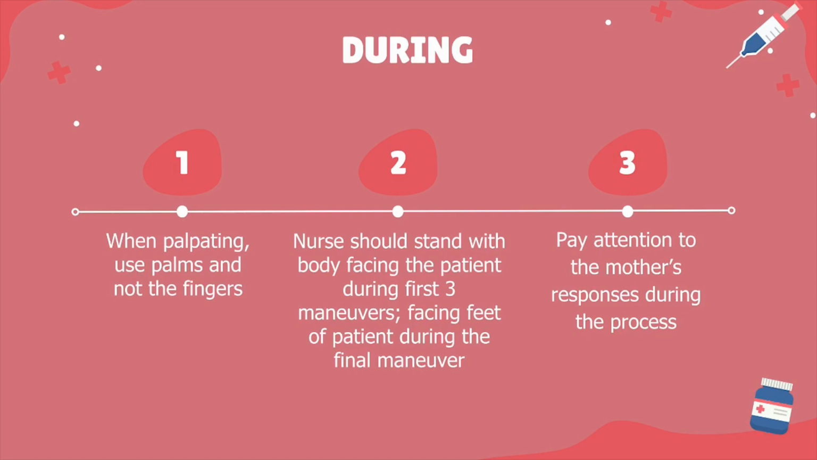So first is, when palpating, use your palms and not the fingers. Palpation means feeling the abdomen with your hands in specific positions or moving them in particular ways using certain levels of pressure. It is helpful in determining how the baby is lying in the uterus and in knowing the fetal position and its fetal presentation.